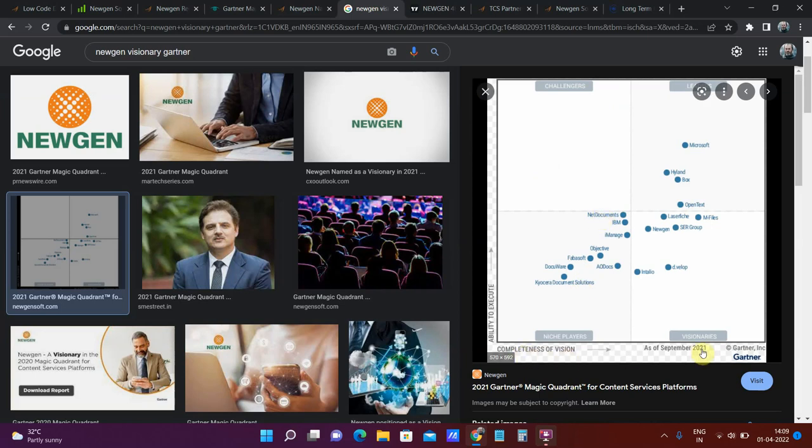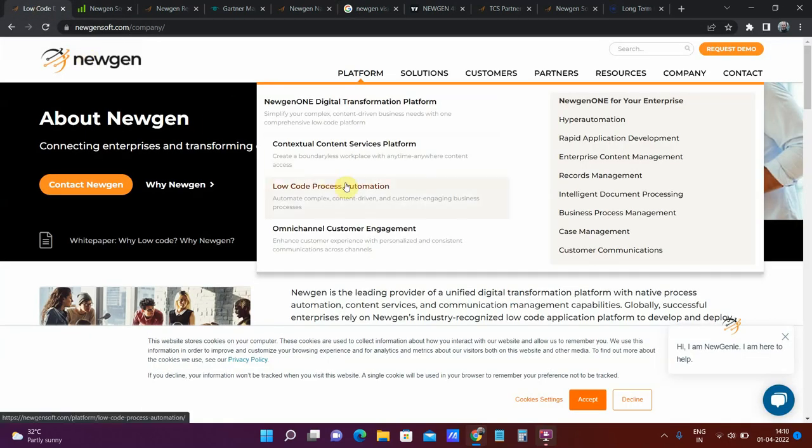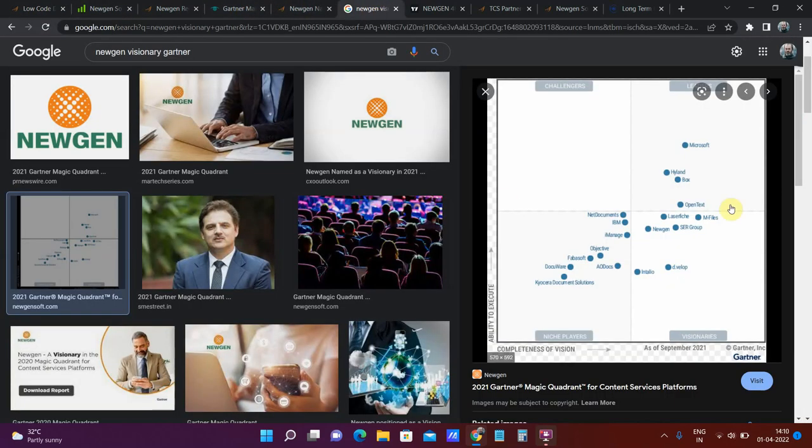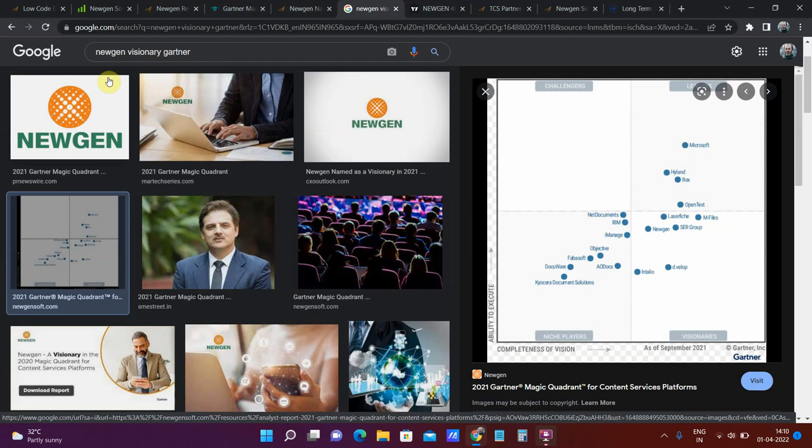On the x-axis you have completeness of vision, on the y-axis you have ability to execute. So Newgen is in the Visionaries quadrant for its content services platform. And the next one is low code process automation. Going back to this, you can see the other companies in it, something like Microsoft, Box, OpenText, and companies like that. So Newgen is actually doing pretty well in its content services platform.